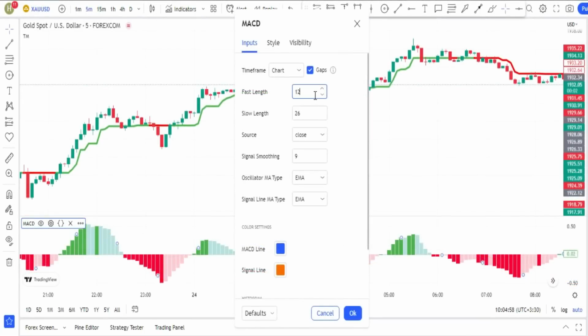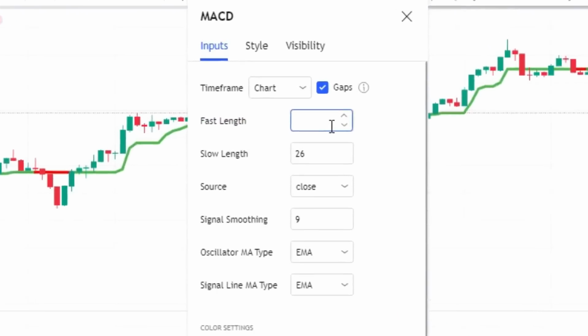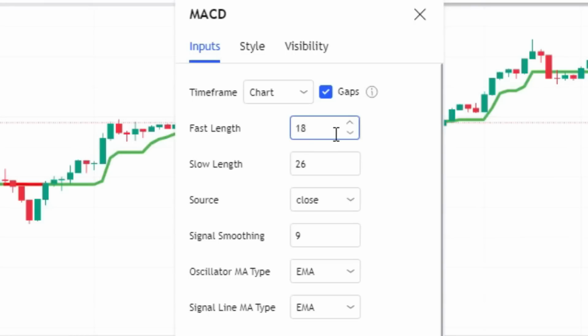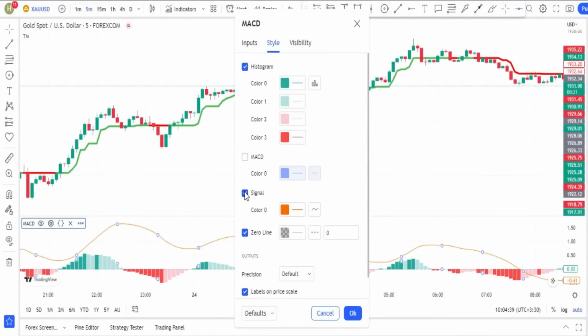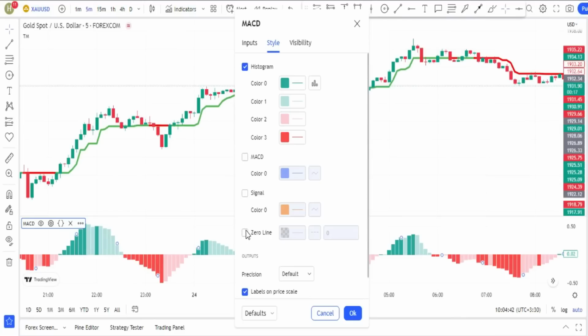Now in the input section, change the fast length to 18. And then change the slow length to 144. And then make the necessary changes in the style section exactly like this video.